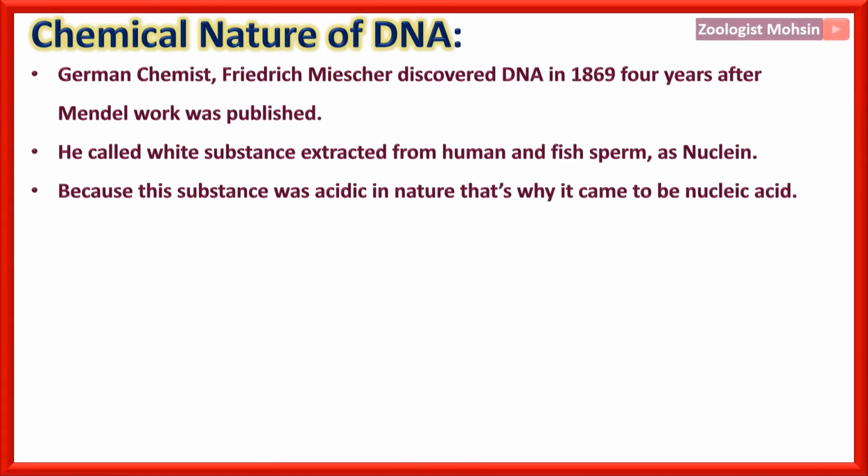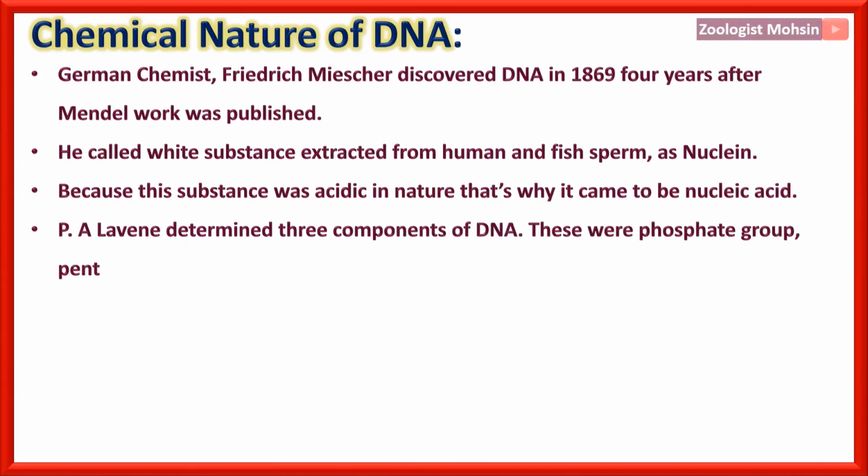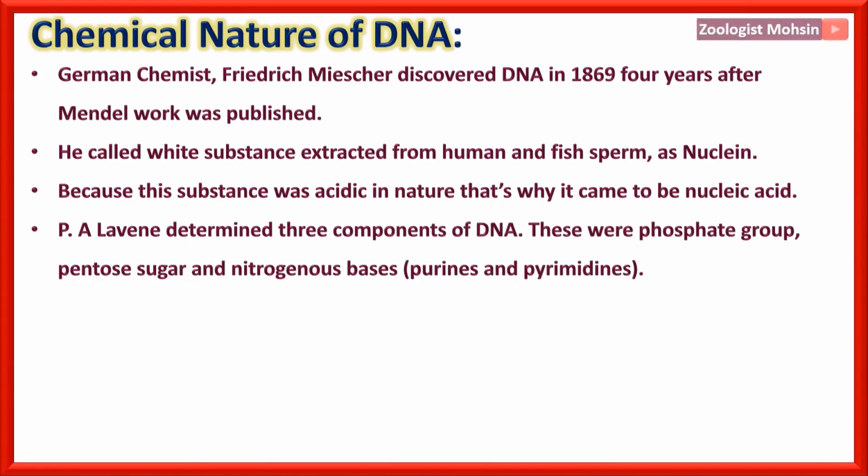So actually the word nucleic acids for DNA and RNA was derived from the word nuclein, and due to the acidic nature of that nuclein. Now Levene first determined 3 components of DNA, and these were the phosphate group, pentose sugar, and nitrogenous bases, both purines and pyrimidines.